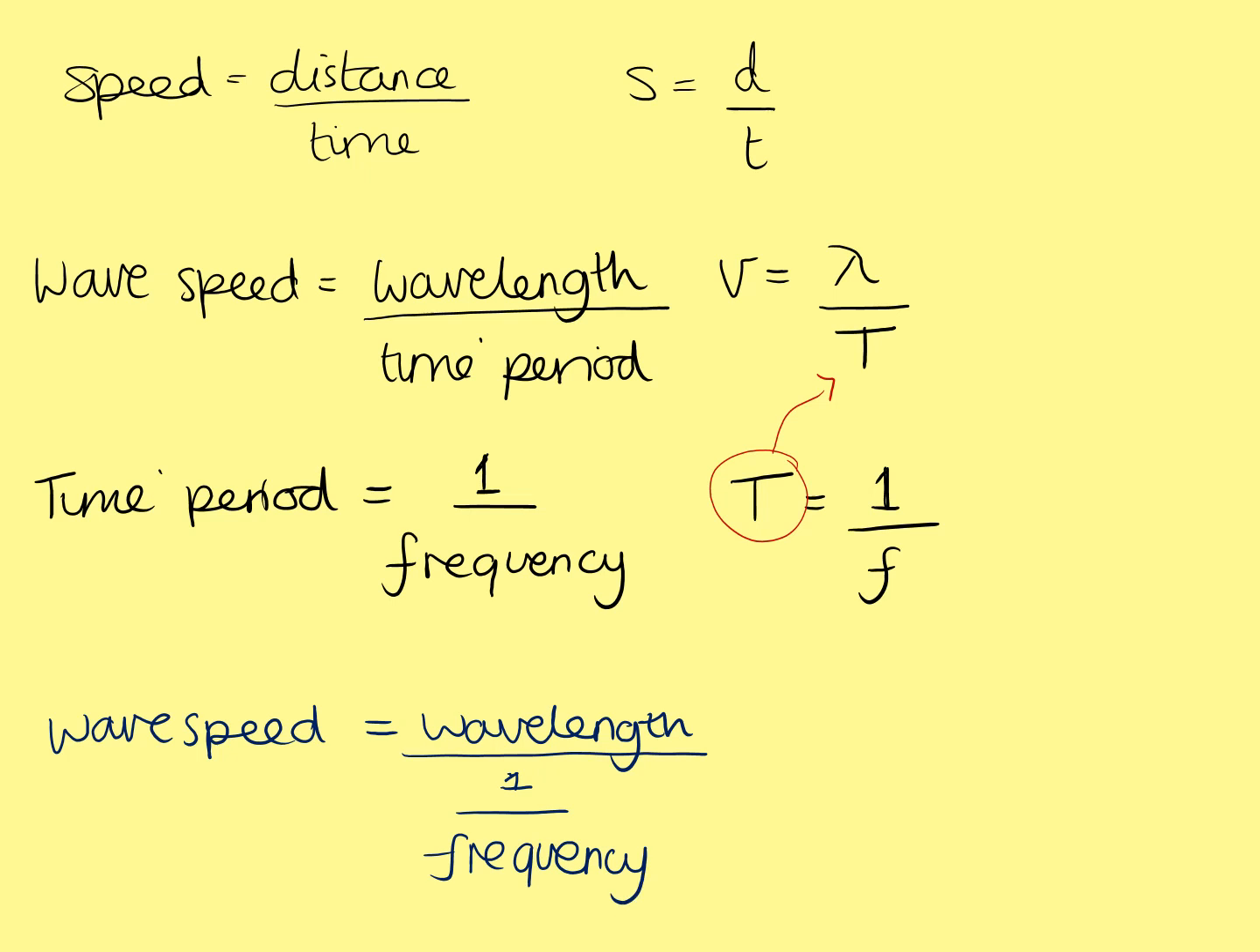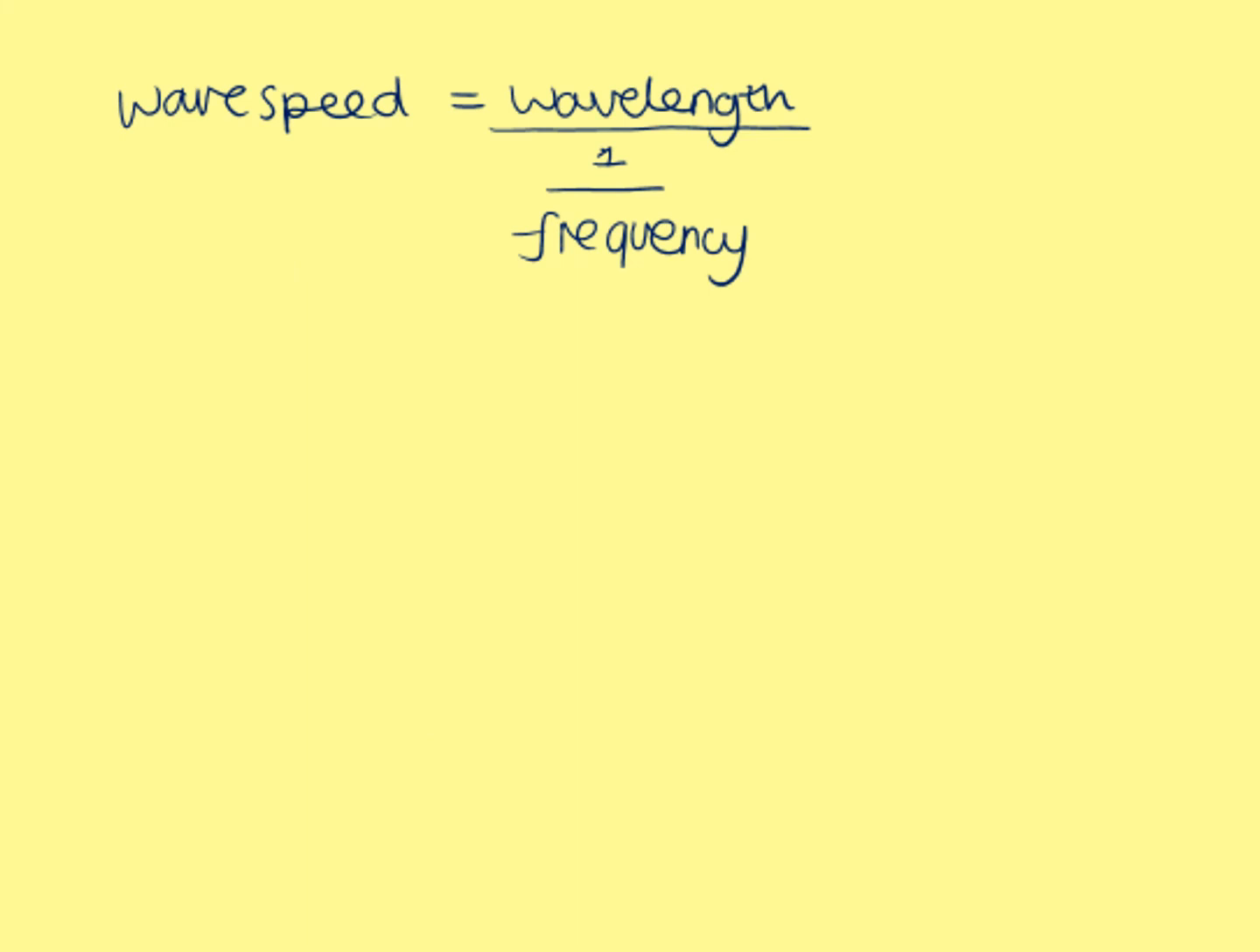Now actually I can rewrite that. So here we have this equation, and actually I can rewrite that. When you divide by 1 over something, that's actually the same as timesing it. So I'll show you what I mean. Wave speed is equal to wavelength times by frequency.